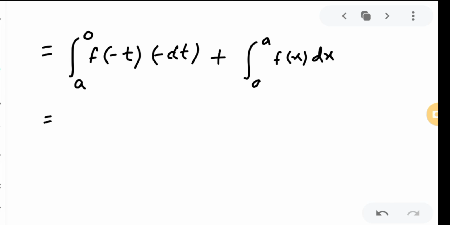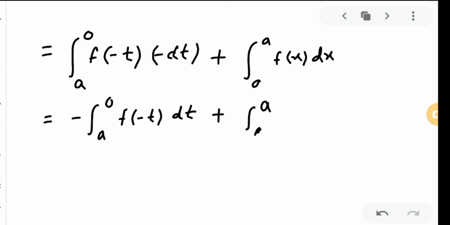Now f of minus t, and this minus I will take outside, so I will write minus a to 0 f of minus t dt, correct, and plus 0 to a f(x) dx. Now the variable is t, so I can write x also, there is no big deal, correct, the variable can be anything. So t I am just replacing with x, so instead of t I can write x also, correct.